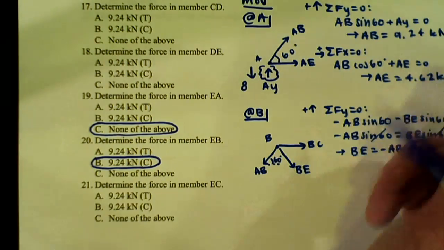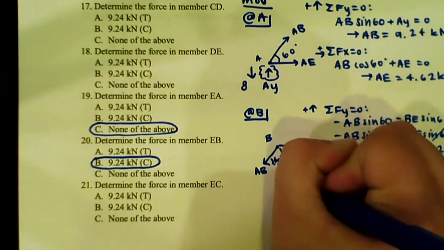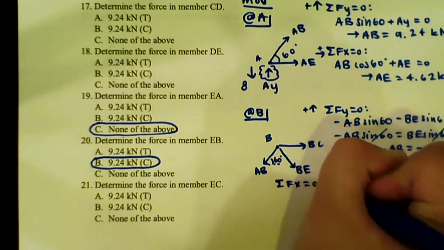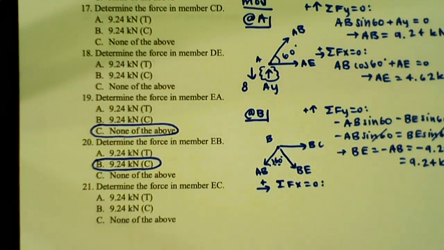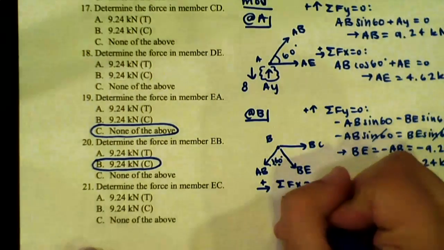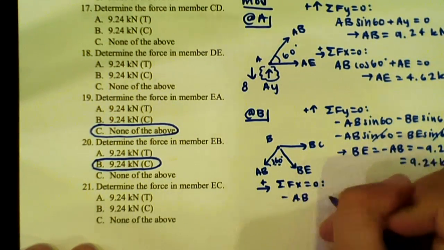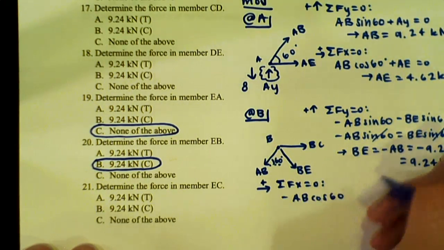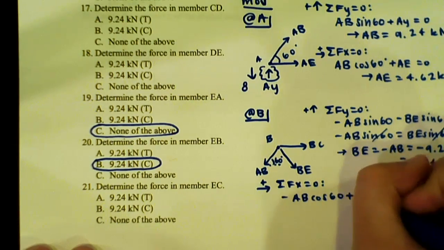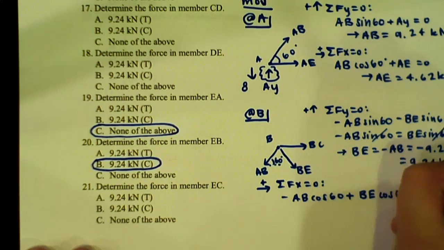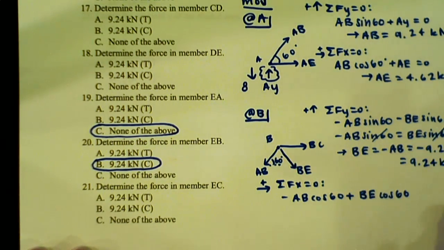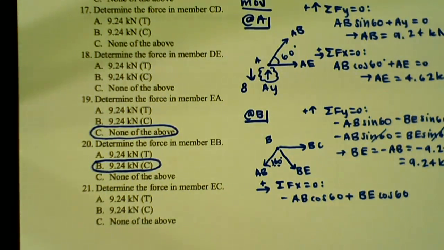Alright, so doing the sum of the forces in the x direction now, with positive being going to the right. We have negative AB cosine 60 plus BE cosine 60. I put in the negative number.